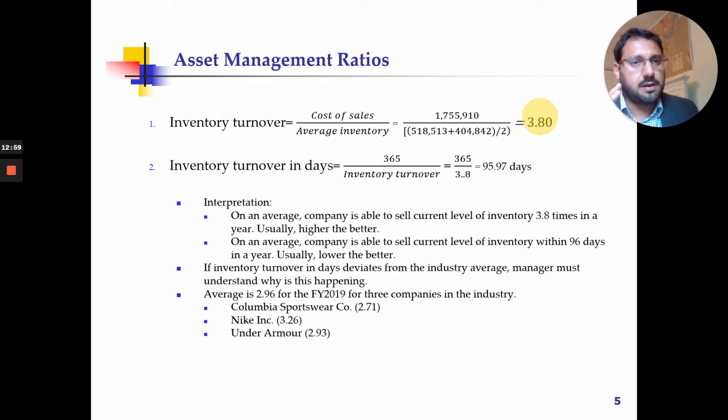If you want to remember the interpretation: 3.8 times in a year, the current level of inventories is being sold by Lululemon to its customers, and on average, the current level of inventories is getting sold to the customer in 96 days approximately. So we are simply dividing 365 by 3.8.